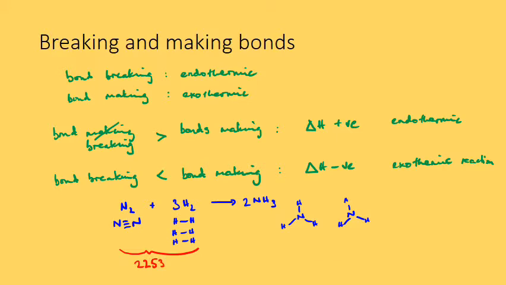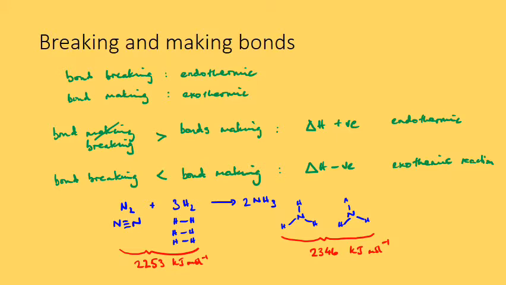2,253 kilojoules per mole, like that. And the energy released when these 6 bonds, these 6 nitrogen-hydrogen bonds, are formed is 2,346 kilojoules per mole, like that.